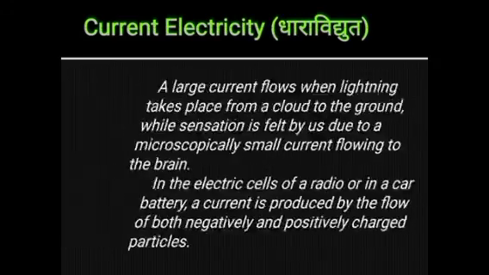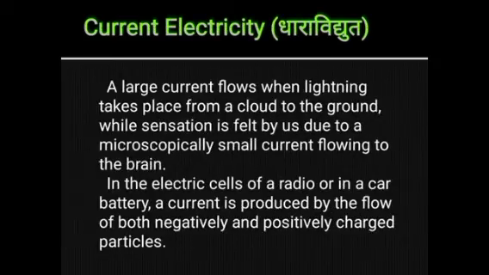Current electricity. A large current flows when lightning takes place from a cloud to the ground, while a sensation felt by us is due to a microscopically small current flowing to the brain. In the electric cell of a radio or in a car battery, a current is produced by the flow of both negatively and positively charged particles.